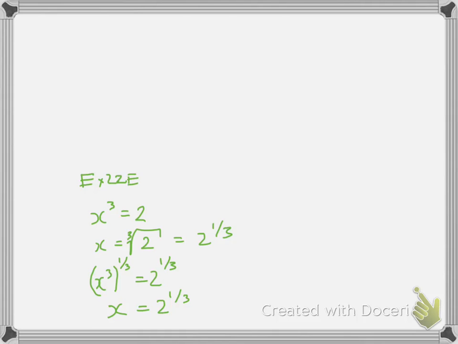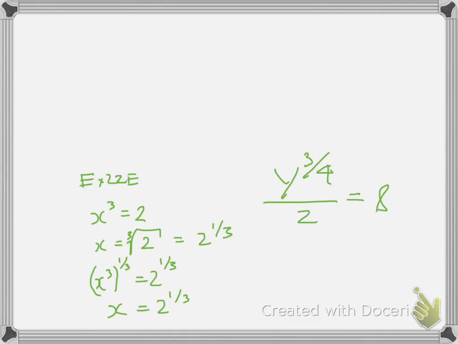Was it a more difficult question? Here we go. Y to the 3/4. This is letter I in the first question. Y to the 3/4 over 2 has to equal 8.